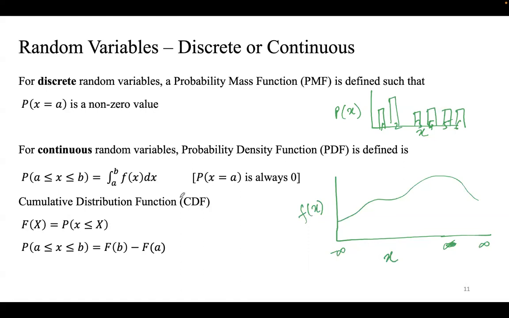Now the probability is actually the integration. What integration basically means is that, let's say you have this a and b here. You basically want to find the area. Now this area is actually equal to your probability of x being greater than or equal to a, and less than or equal to b. Okay. Please note the different y-axis in these two examples.